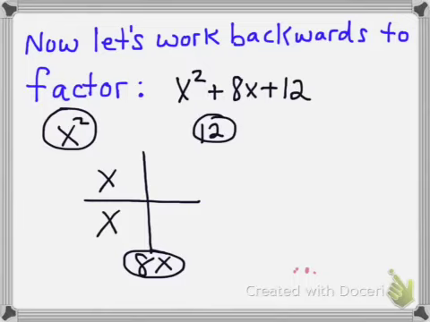There are different choices we have for 12, and I usually just list them off to the side. So 1 times 12, 2 times 6, or 3 times 4. And what I typically do is I work my way up from the bottom when I have a lot of choices.